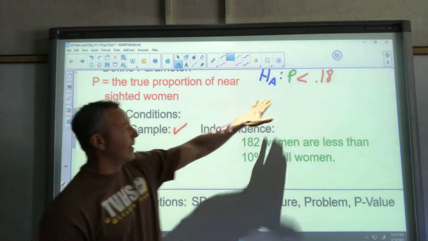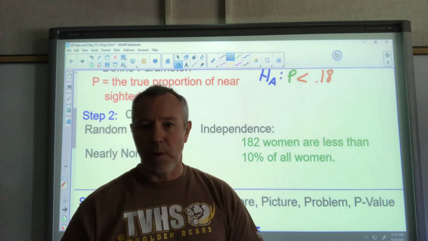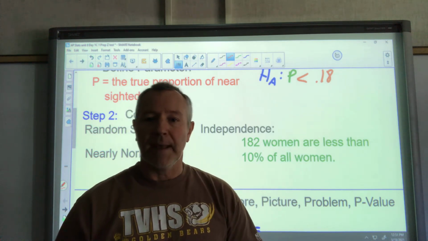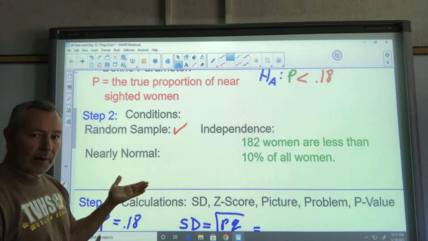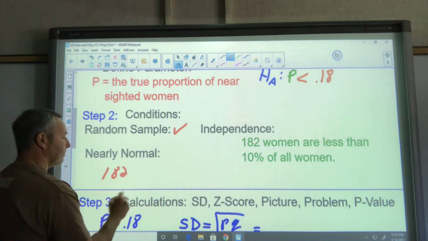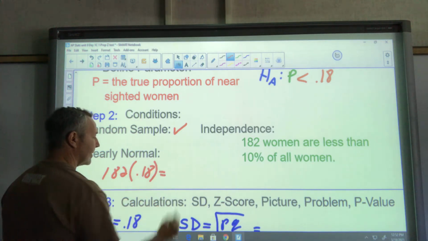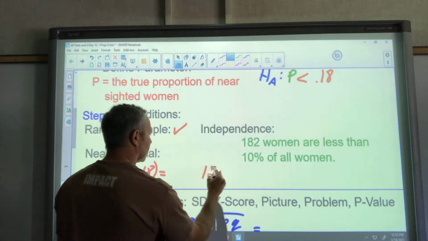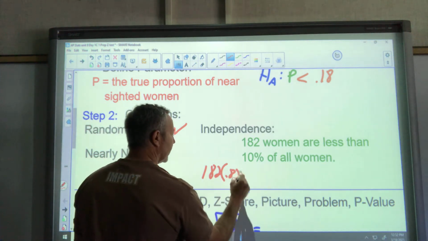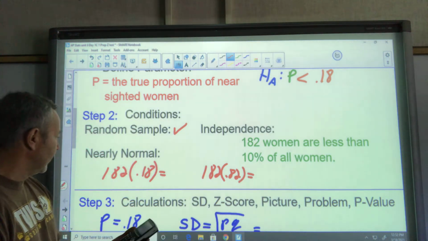And the p we're going to use is the hypothesis, the 18%, because remember, we're operating under the assumption that the null hypothesis is true. So if that's true, the real proportion of women having nearsightedness is 18%. So again, if that's true, that would be what I'd use here to check for nearly normal. So n times p, I have 182 women, again, not p hat, p from your hypothesis, times 0.18, we'll get that value, and then I'm going to have to do n times q. If 18% are nearsighted, that would mean 82% would not be. And we want both those values to be greater than 10, which it will be.